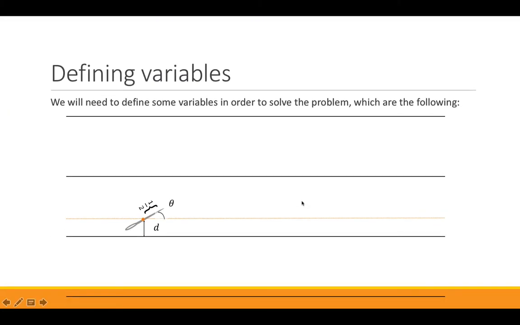So first we'll need to define some variables in order to solve the problem, which are the following. D is the distance from the middle point of the needle to the closest line, and theta is the acute angle formed with respect to a horizontal line parallel to the lines on the paper.